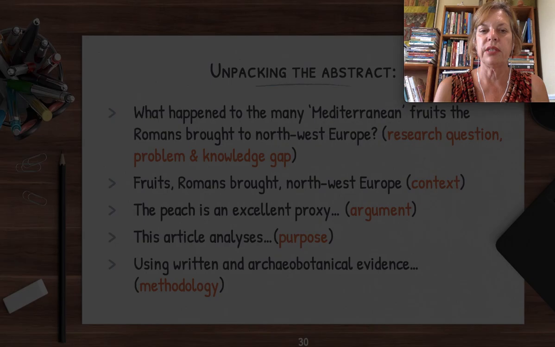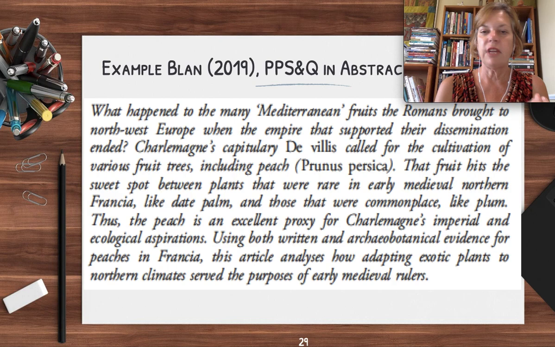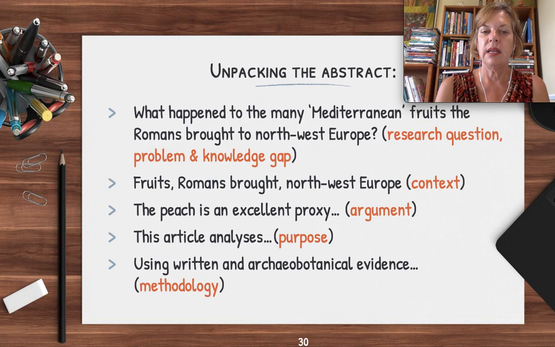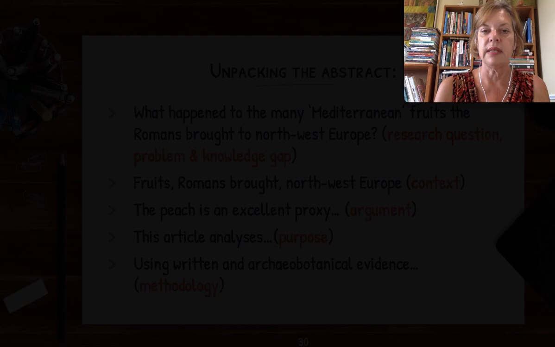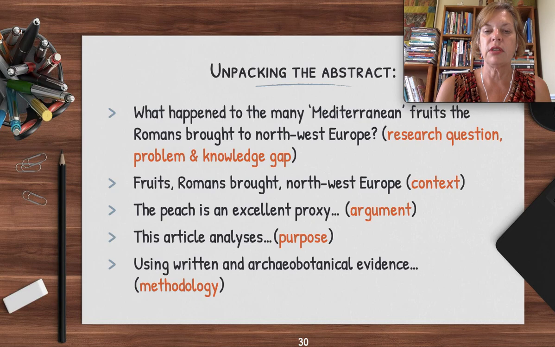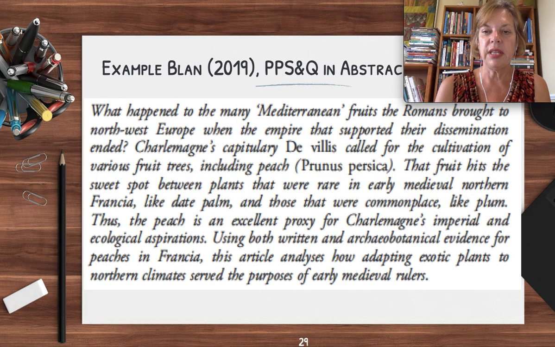And that's the context. The argument is very clearly in here. The peach is an excellent proxy for Charlemagne's imperial and ecological aspirations. So that's the argument. The purpose of the research is in here. This article analyzes how adapting exotic plants to northern climates served the purposes of early medieval rulers. So it's very clear, it's not hidden what the purpose is. And then the methodology is in there as well, using written and archaeobotanical evidence. So that's all clear. Everything is clear. It's all in the abstract.